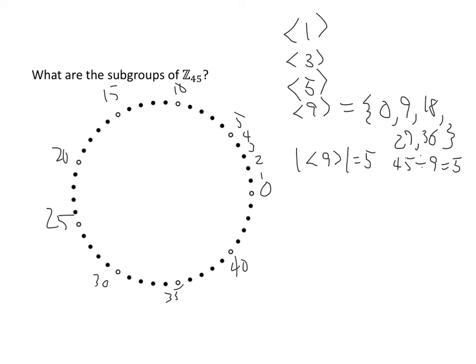Okay, if we keep going, the next largest divisor of 45 would be, I guess, 15. And then the next largest divisor of 45 would be 45 itself, which we don't write. Actually, we would write the cyclic subgroup generated by 0, which, yes, it is a subgroup. It's a boring subgroup. It's the subgroup containing just the number 0. So the subgroups of Z45, there are 6 of them, each corresponding to one of the divisors of 45.